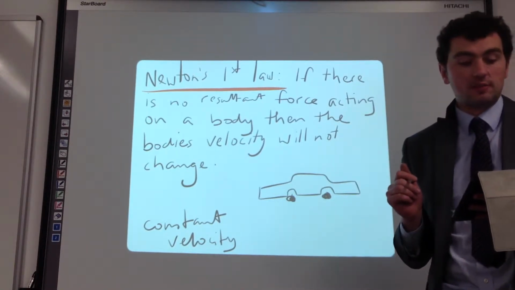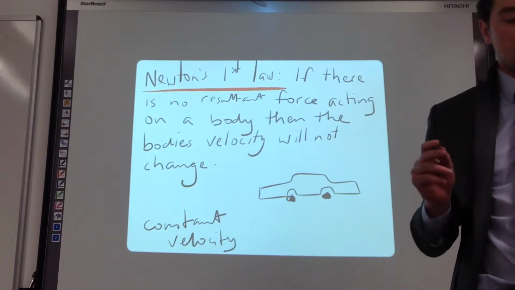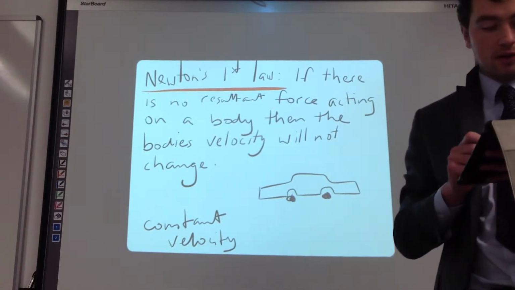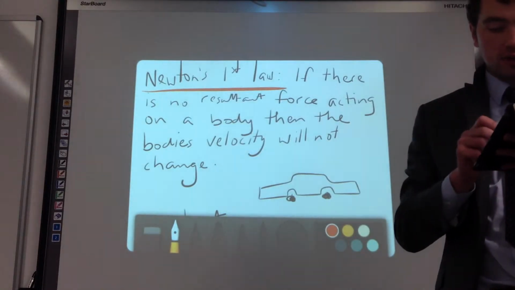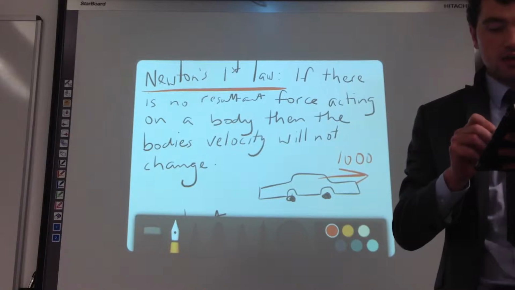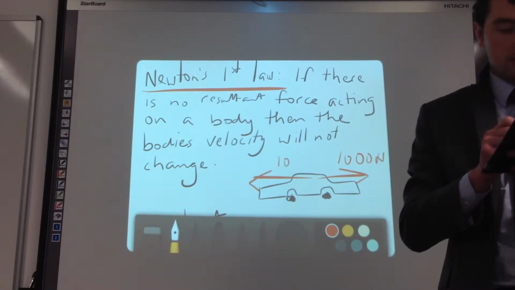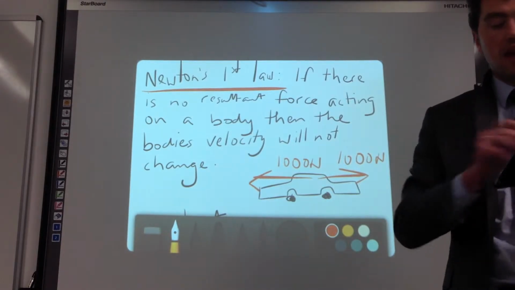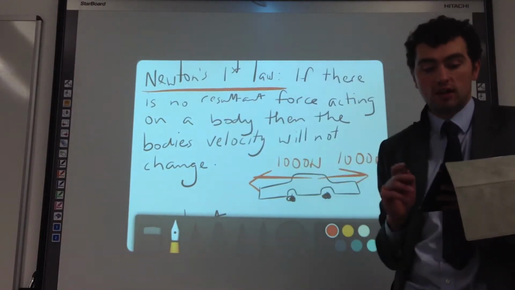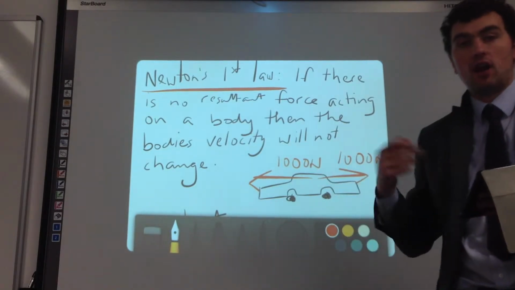Newton's first law simply says, if there's no resultant force acting on the body, then the velocity of the body will not change. So if I have a car here, for instance, with a thrust of 1000 newtons and a drag of 1000 newtons, I think that arrow might be a little bit too big, that car will just be going at a constant velocity. So that is an example of a constant velocity.